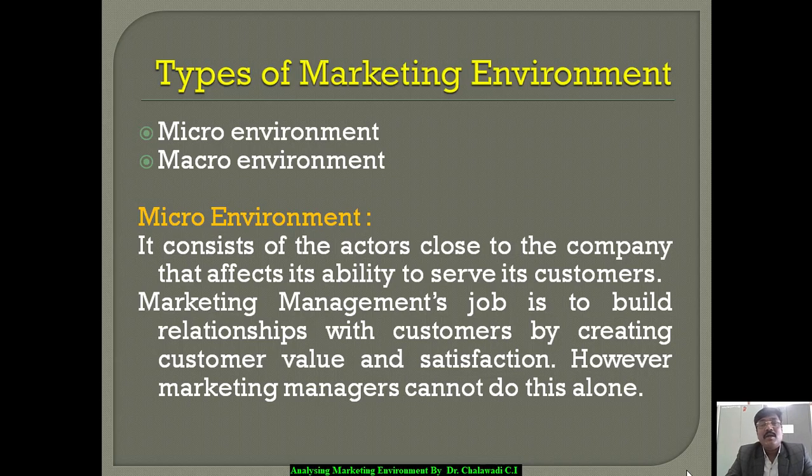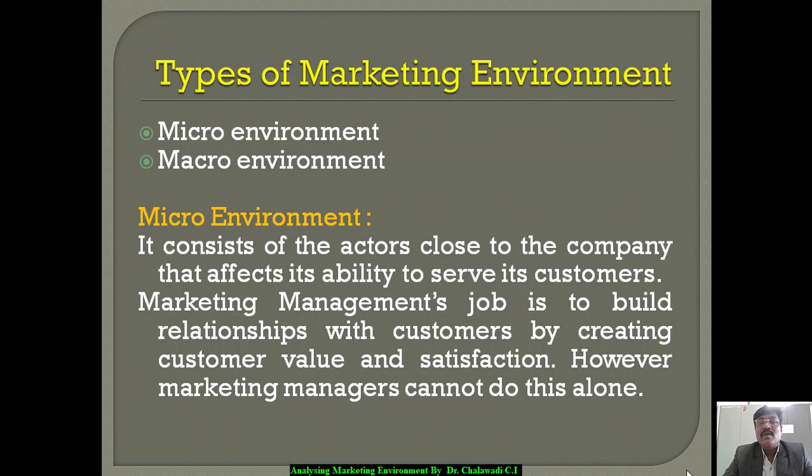Two types of marketing environment are identified: micro environment and macro environment, also called the internal environment and external environment. First of all, we should discuss what a micro environment is. Micro environment means the actors close to the company that affect its ability to serve its customers. It is surrounded by the company, within the organization.